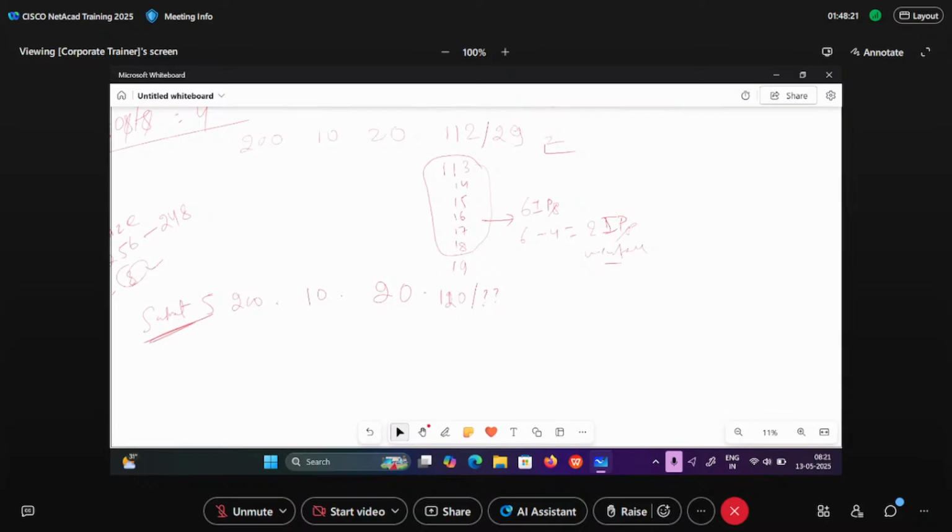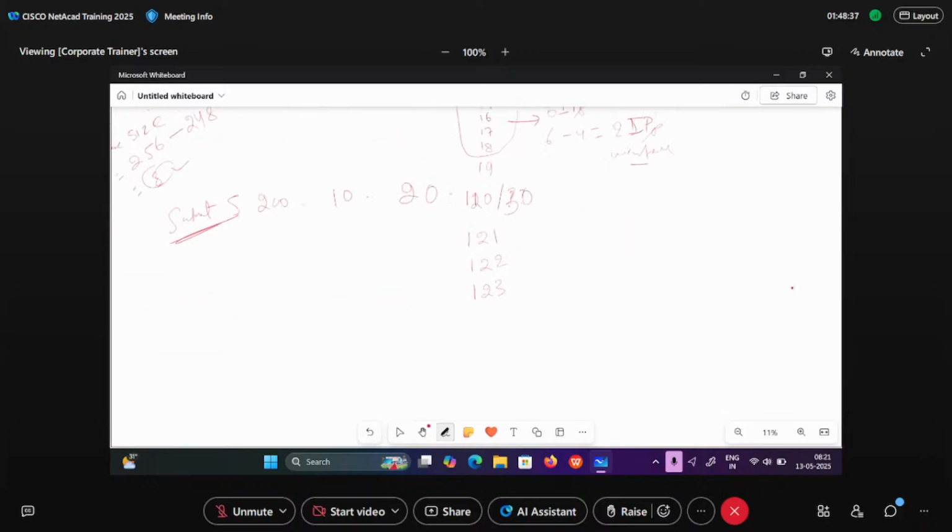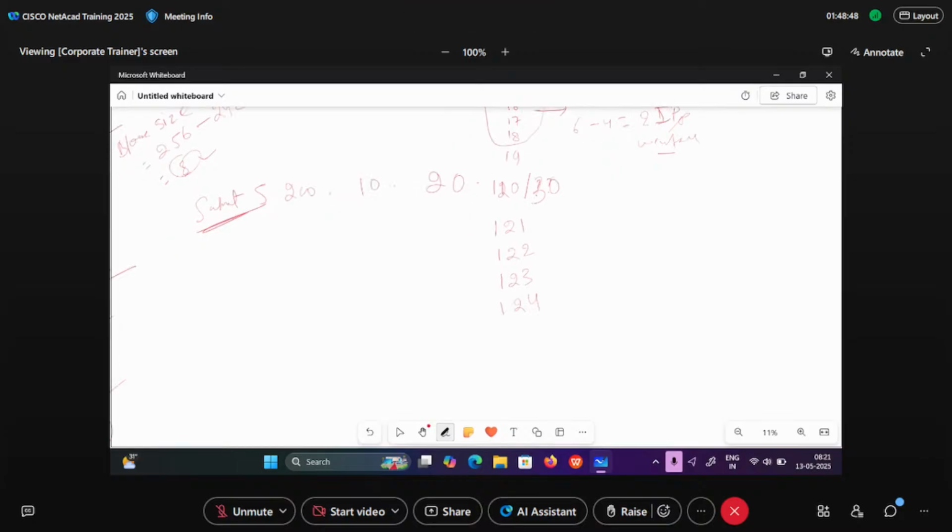And the next IP for the host is 121, then it will be 122, 123, 124, right? So the block size is 4 now. When you go ahead with the next IP, what is the first IP for the host? 121/30. And what is the broadcast address? 123. So 123 is the broadcast address.